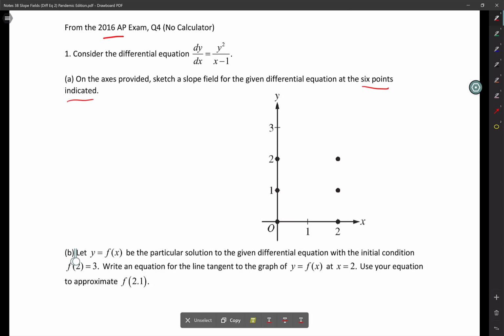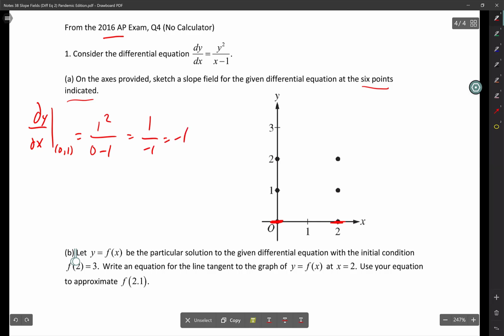So at 0, 0. 0 divided by negative 1 is 0, so that's a slope of 0. At the 2, 0, that's a slope of 0. Does everyone know how I got those two answers? All right, so now for the next one. This point is 0, 1. dy dx at 0, 1, you can say, okay, 1 squared over 0 minus 1. So 1 over negative 1, negative 1. So that's the slope of negative 1. So there it is, negative 1. At 0, 2.